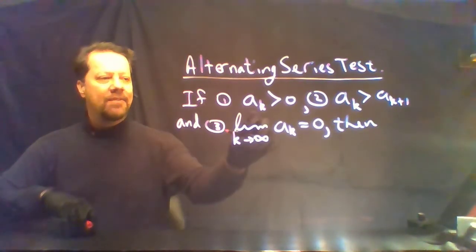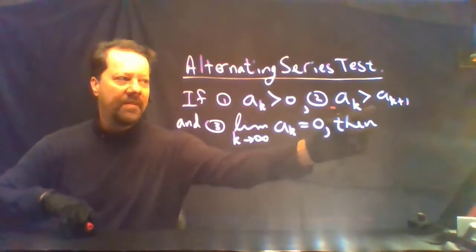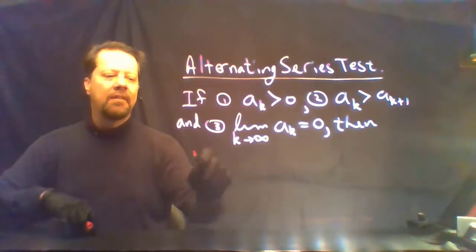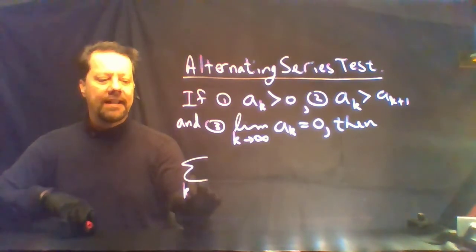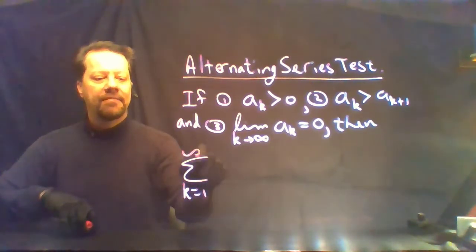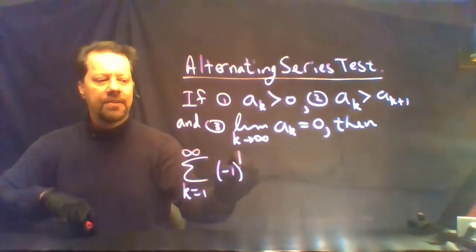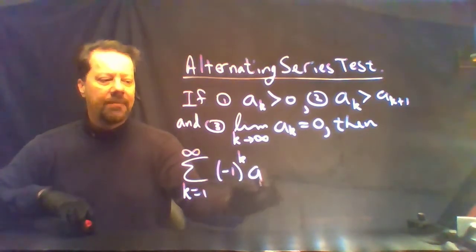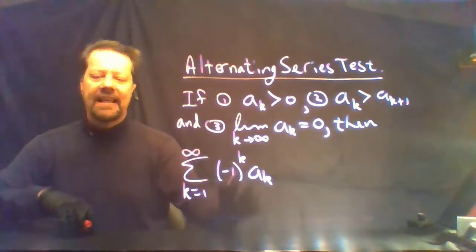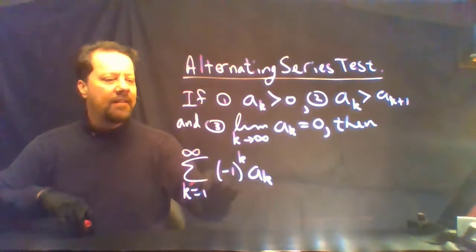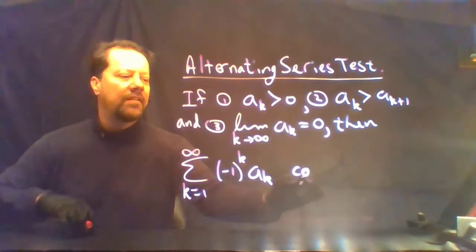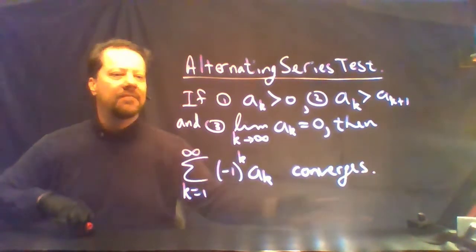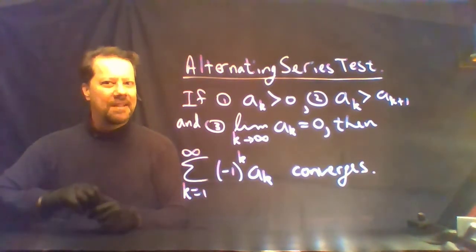If we have a sequence of positive terms here that monotonically decrease to 0, then the alternating series that can be constructed from that, for simplicity, I'm just going to put (-1)^k. This argument also works if I have (-1)^(k+1). Then this thing converges.